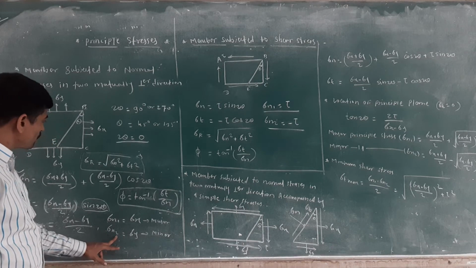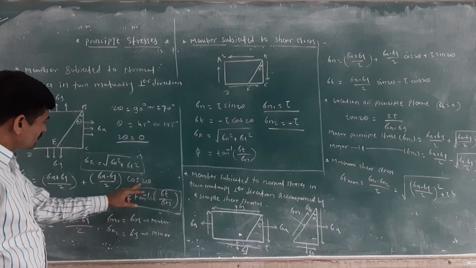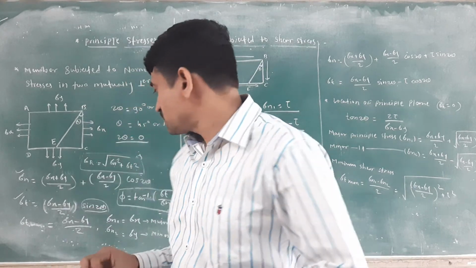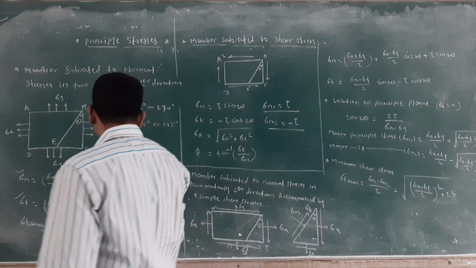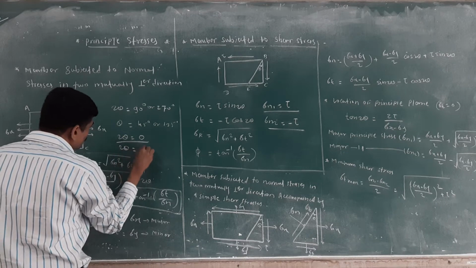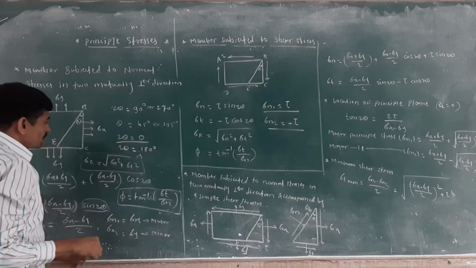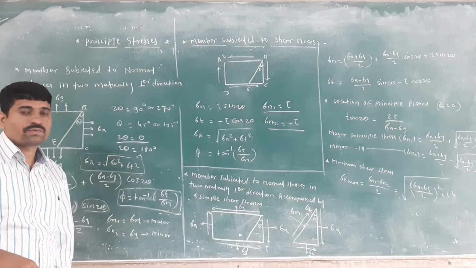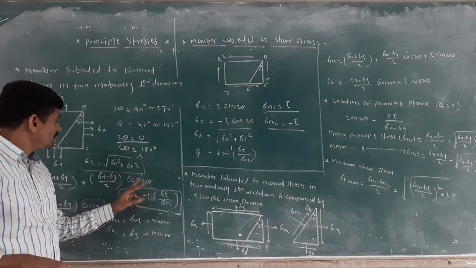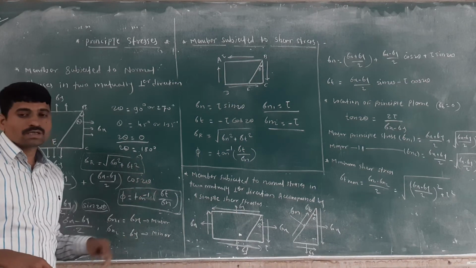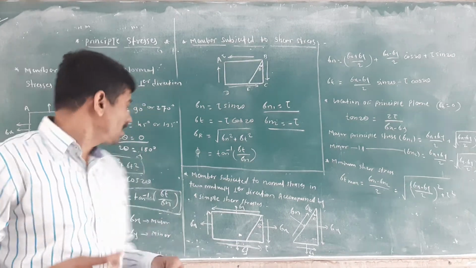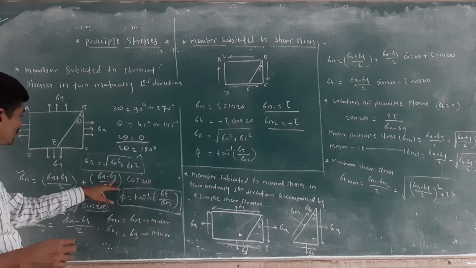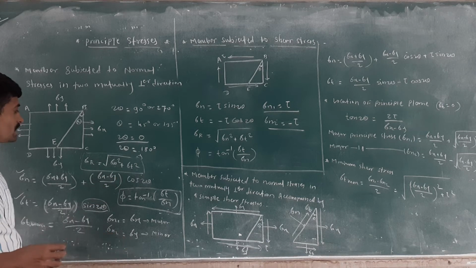Similarly, sigma n2, how to get this value? If you put cos 2 theta as the minimum value, it means this 2 theta value is 180 degree, or theta is equal to 90 degree. If you put 2 theta equal to 180 degree, then you will get the minus 1 value. Cos 180 is minus 1. If you multiply by minus 1, then here you will get minus sigma x plus sigma y, meaning you will get only sigma y.